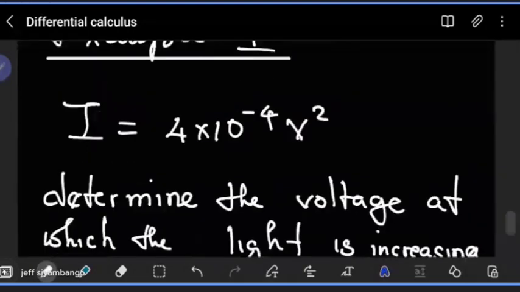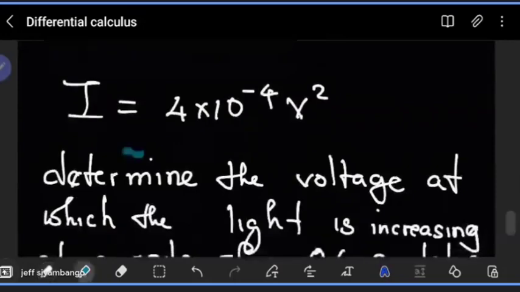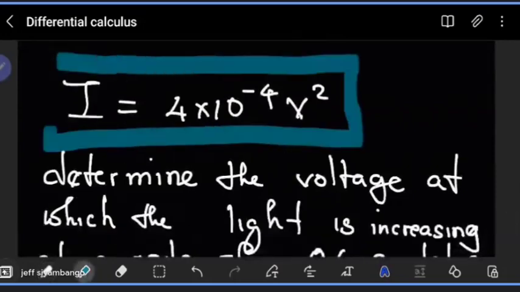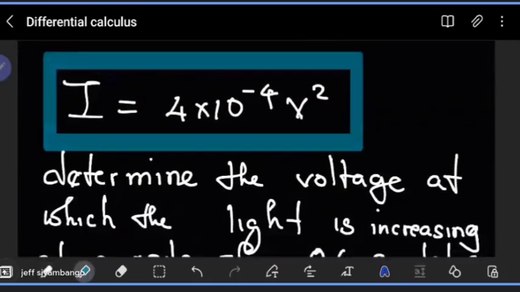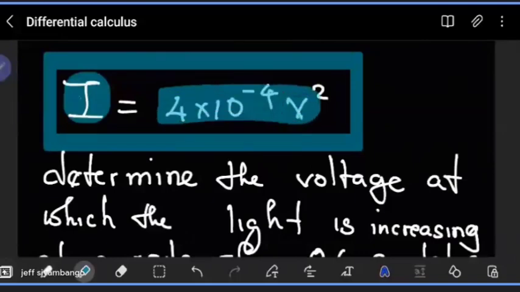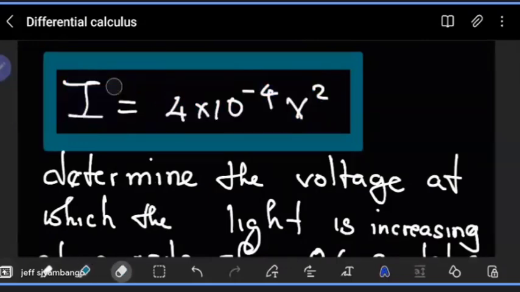Consider an example where we have the expression that relates the luminous intensity to the voltage V. Here I represents the luminous intensity in candelas, and it relates to the voltage in that supply or line by this expression. So if this is what you have, what are we supposed to do?